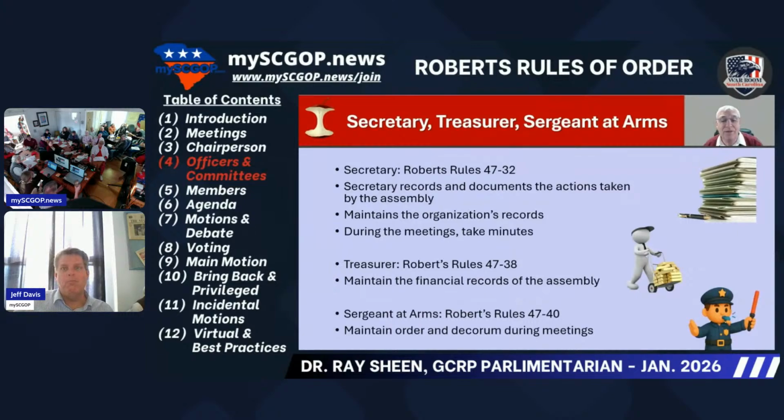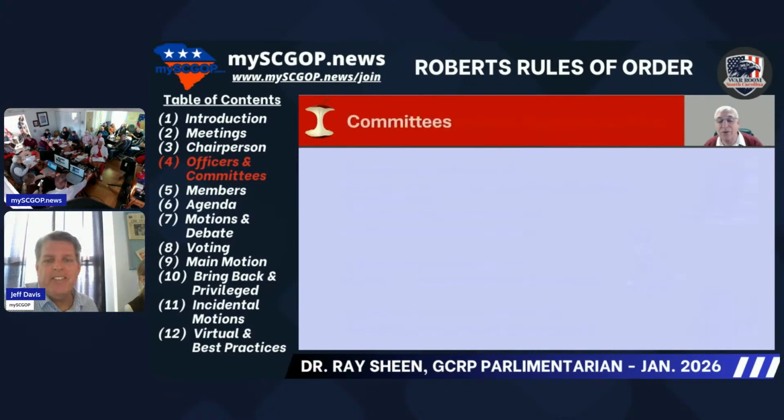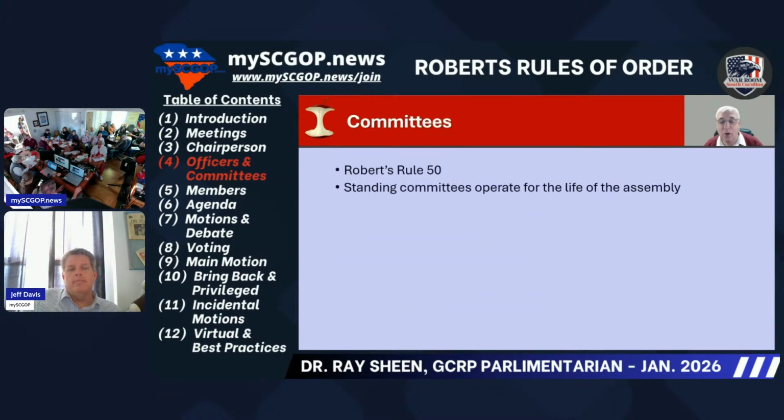The business of the organization is also conducted through committees. Robert's Rules for committees is found in Section 50. There are standing committees which operate continually for the life of the assembly. An example of this would be the Credentialing Committee. In contrast, there are select or special committees with a special purpose and operate until that purpose is fulfilled, and they are then disbanded. An example of this would be a committee to plan the Christmas party.